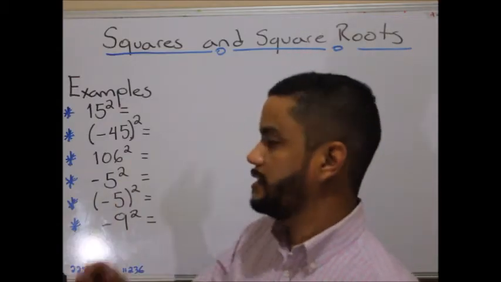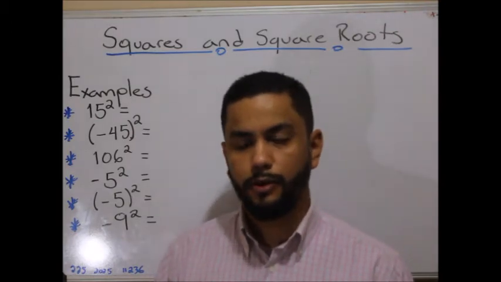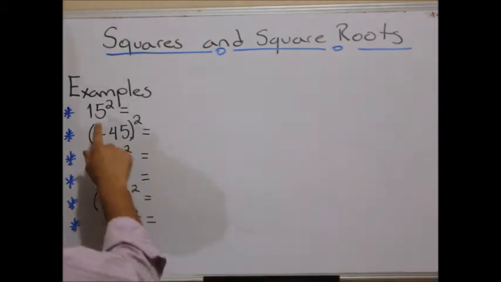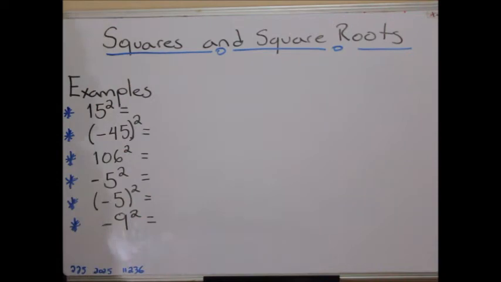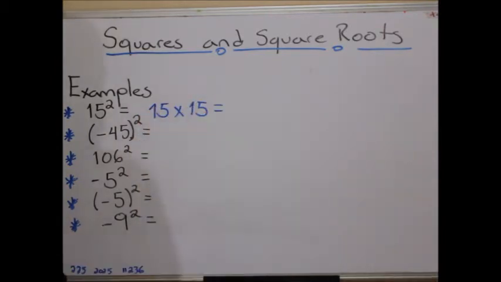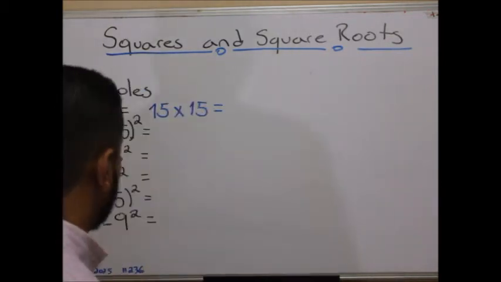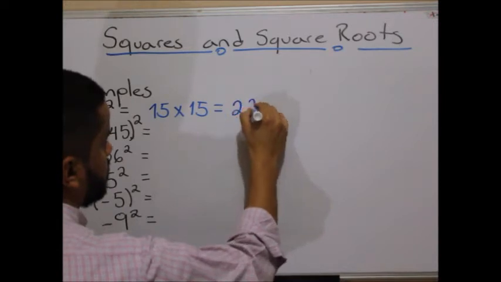Let's solve those examples that are behind me. So we're going to solve it looking for the square. So this expression, we're going to read it as 15 squared, and that means that we're going to have 15 times 15. And what will be the product of multiplying 15 times 15? We're going to have here 225.